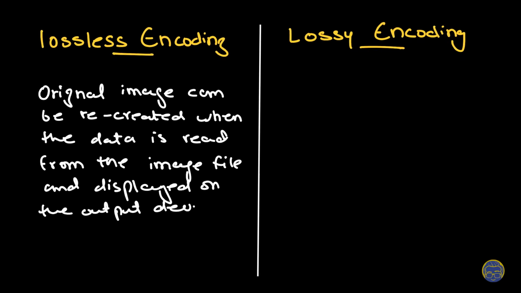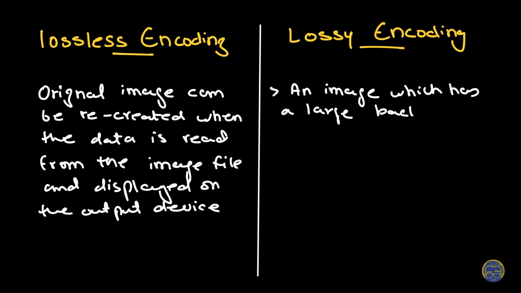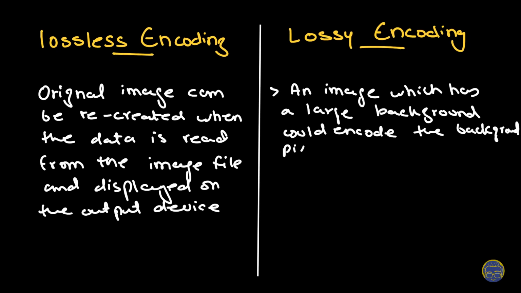The other is lossy encoding. Using a lossy technique for encoding bitmap data has the objective of compressing the file size. Lossy techniques are based on two concepts which exploit the limitations of the human eye. The first one is that an image which has a large background could encode the background pixels with a lower resolution. Colors such as blue, to which the human eye is less sensitive, could be encoded at a low resolution. So that's the second concept. The popular .jpeg file format is a lossy encoding format.